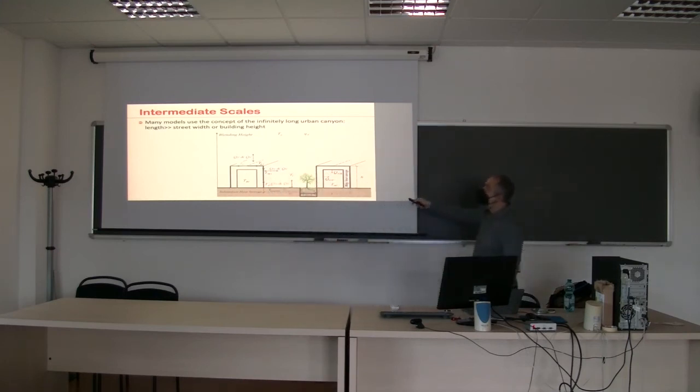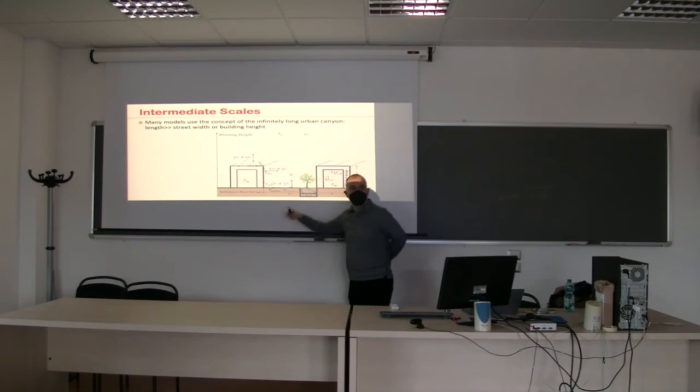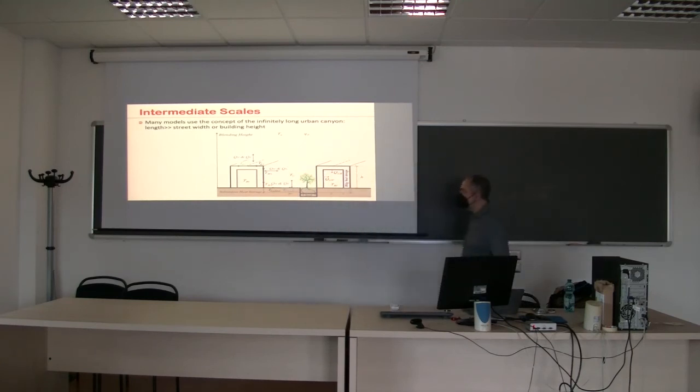So many models, including some of the models we developed and that Elie and Claudia use, use this kind of urban canyon concept. So the idea is you have a very long canyon in the sense that the length of the street is much larger than its width or building height. So essentially you can think of this as a 2D problem. The edges are not as important. And you have buildings, you have the height of the building, the width of the building, the width of the street, the width of the building.